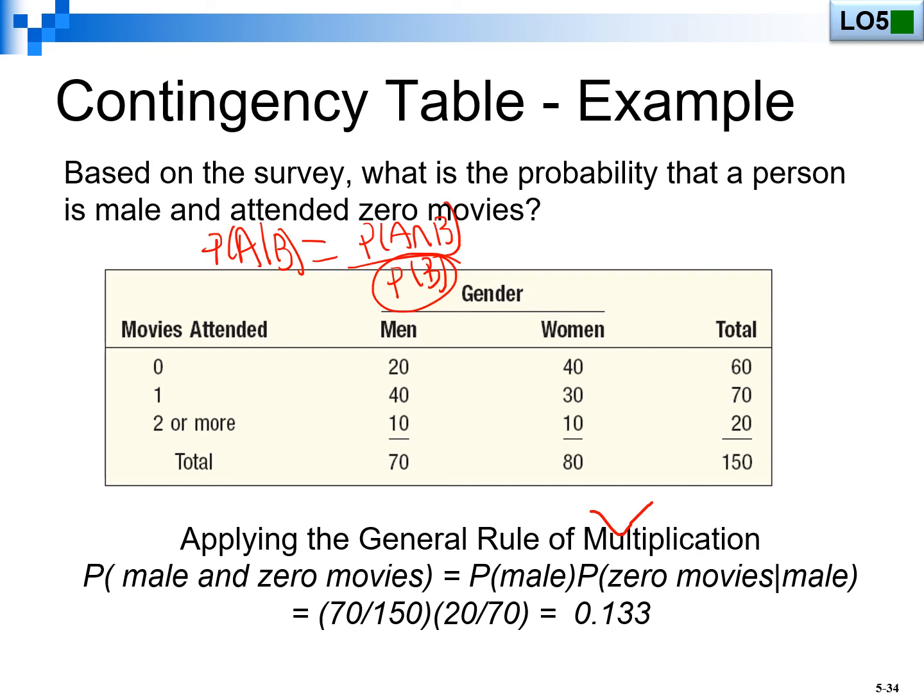So in this case, it looks like they're wanting male and attended 0 movies, okay? So we know that this particular margin is 70, right? So we know we're focusing on that particular margin. And so we would need to know what is that probability. So obviously that would be 70 over 150, okay? So that would give us our margin.